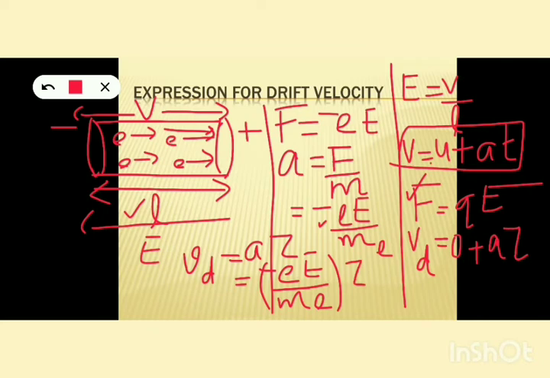Okay, so this is the expression for drift velocity: Vd = minus eE tau by me, where e is the electronic charge, capital E is the electric field, me is the mass of the electron, me as a single term, M suffix e, and tau is the relaxation time. So this is the expression for drift velocity.